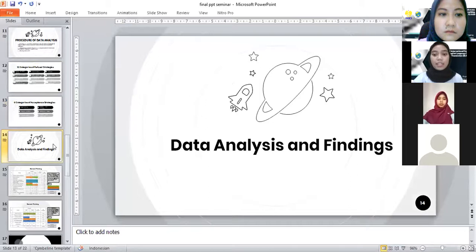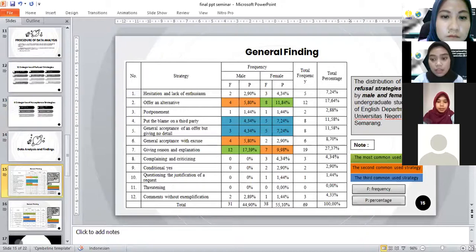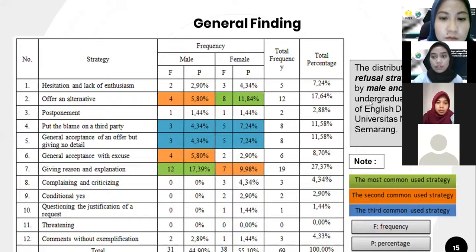Okay, the data analysis and findings. So, can you see my table here? Yeah. So this is the finding that I found after categorizing the DCT items. I got about 240 responses from males and females. So I got 120 responses from male and 120 responses from female.